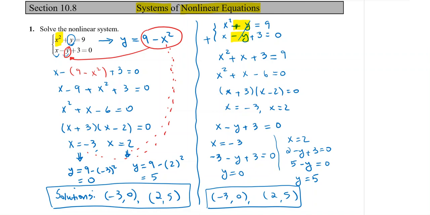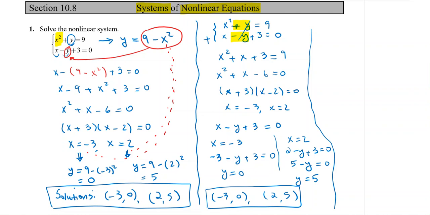So that was solving the same system, two different methods. Sometimes one method is clearly easier than another. You just have to decide. Let's also look at what the graphical representation of this system looks like.